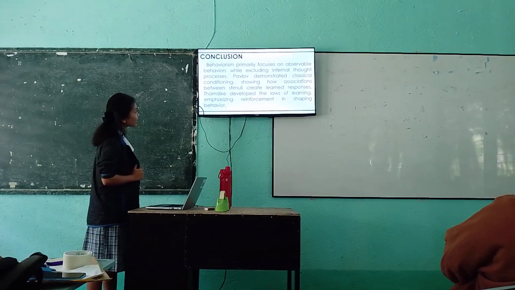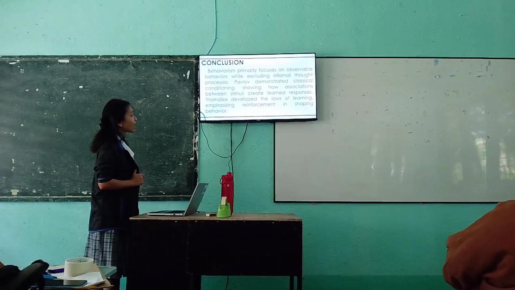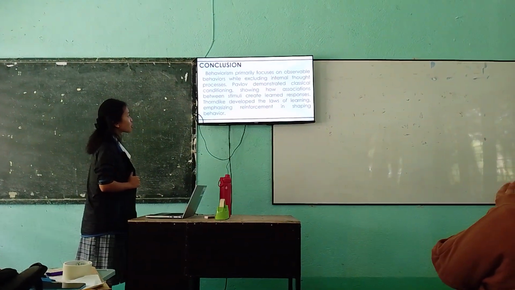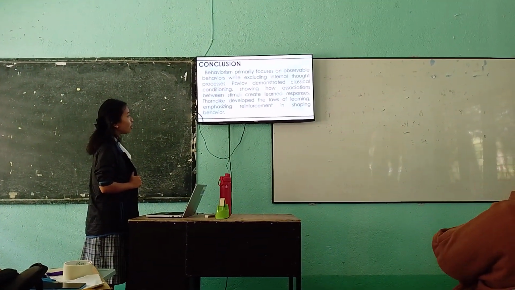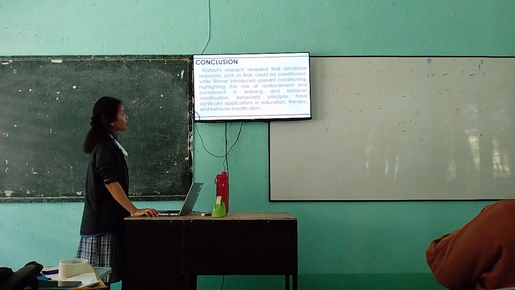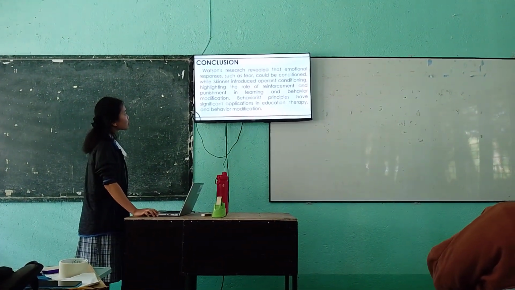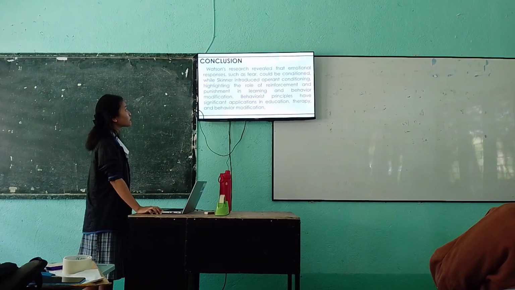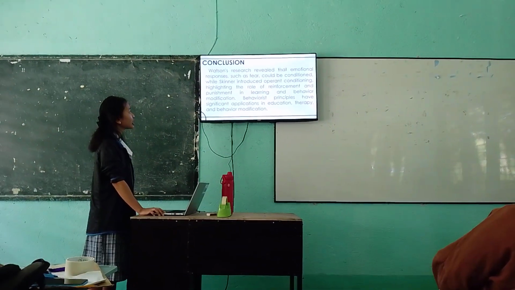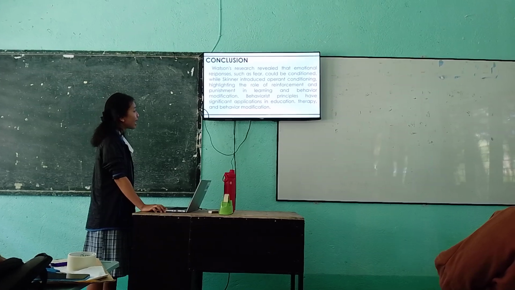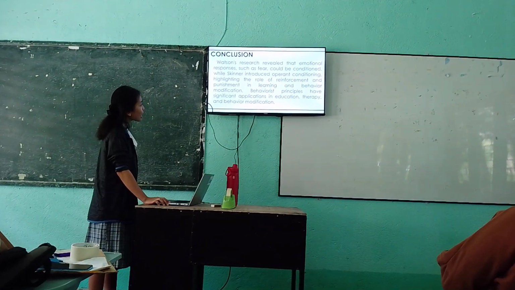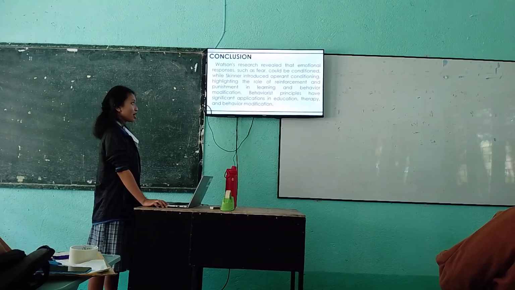Pavlov demonstrated classical conditioning, showing how associations between stimuli create learned responses. Thorndike developed the laws of learning, emphasizing reinforcement in shaping behaviors. Watson's research revealed that emotional responses, such as fear, could be conditioned, while Skinner introduced operant conditioning, highlighting the role of reinforcement and punishment in learning and behavior modification.